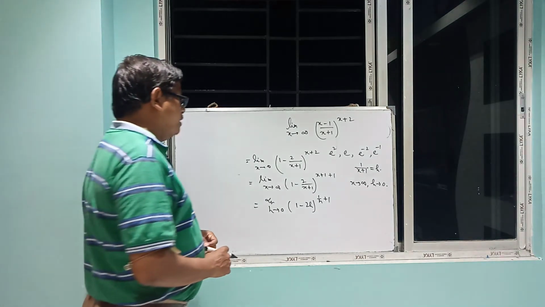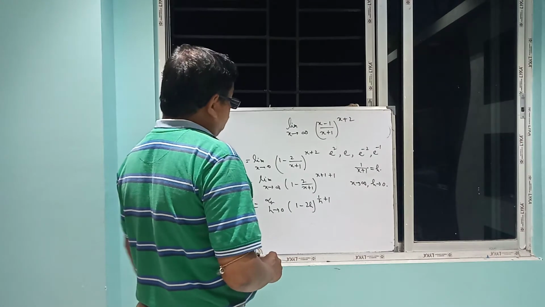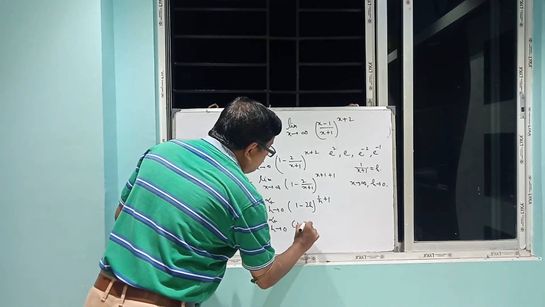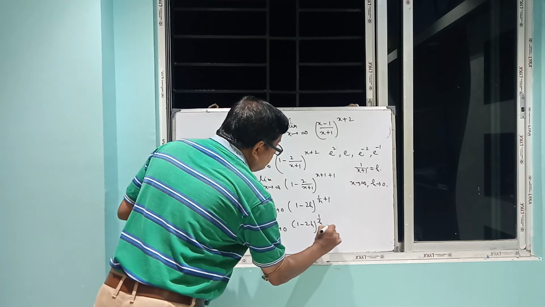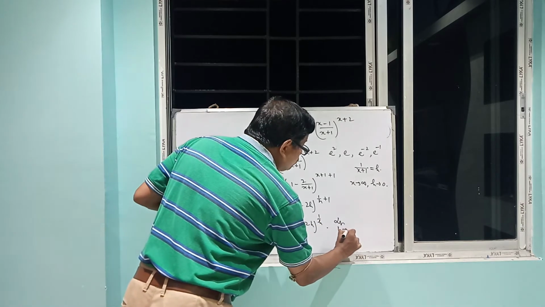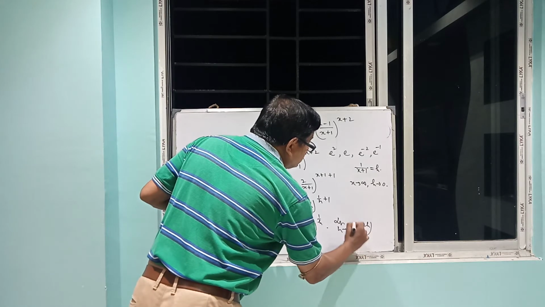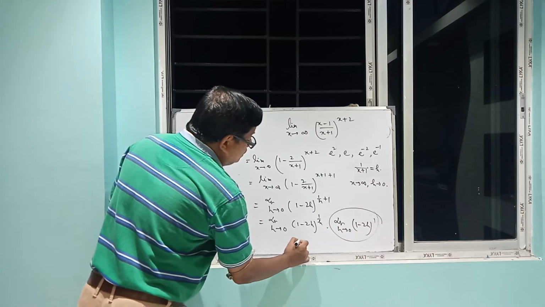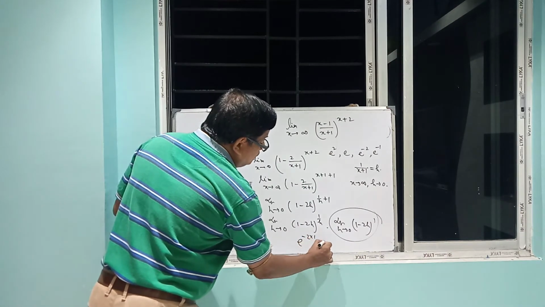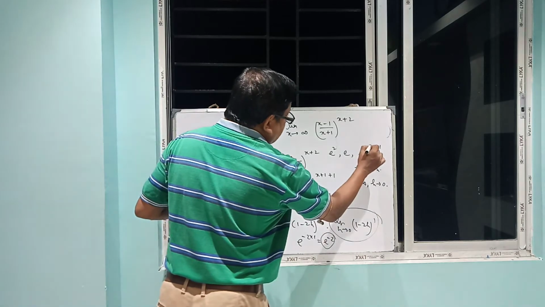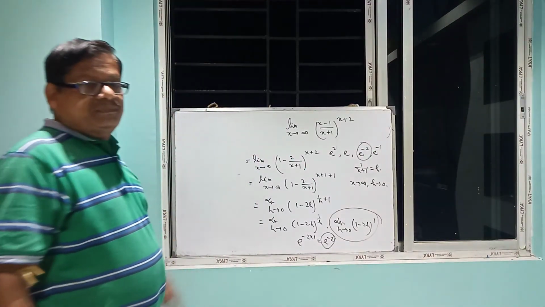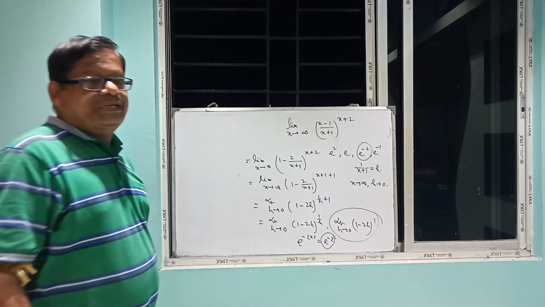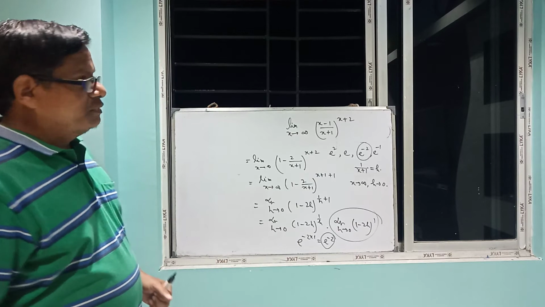Okay. Now, let's separate these two. So limit h tends to 0, (1 minus 2h) whole to the power 1 by h, into limit h tends to 0, (1 minus 2h) to the power 1. So this part is 1, and this part is e to the minus 2 into 1, that is minus 2. So this answer is here, e to the minus 2. Understood? Okay. Next one.